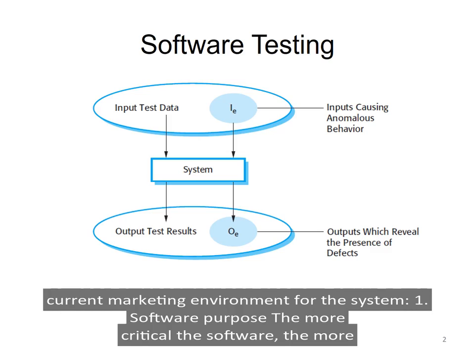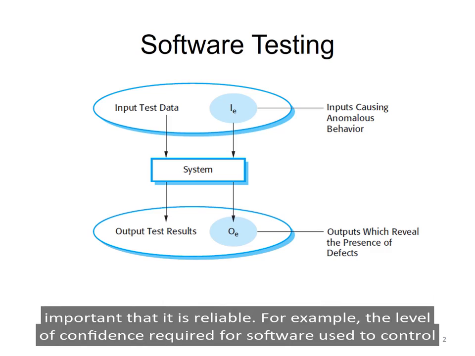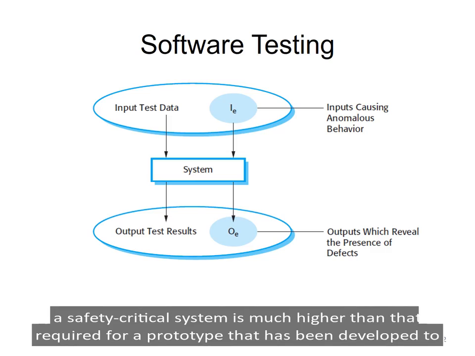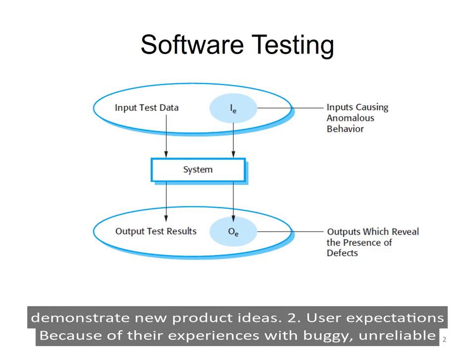The more critical the software, the more important that it is reliable. For example, the level of confidence required for software used to control a safety critical system is much higher than that required for a prototype that has been developed to demonstrate new product ideas.